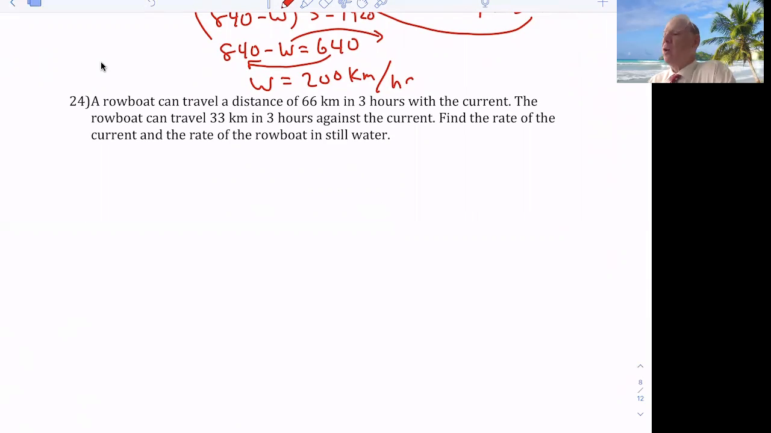A rowboat can travel a distance of, now, again, we're going distance equals rate times time. So how far is it going? 66 kilometers. 66 is equal to, now, the rate, are you going with or against? With the current, right? So that's going to be the boat plus the current in how many hours? 3. The rowboat can travel 33 kilometers in 3 hours against the current. So now what's that equation?